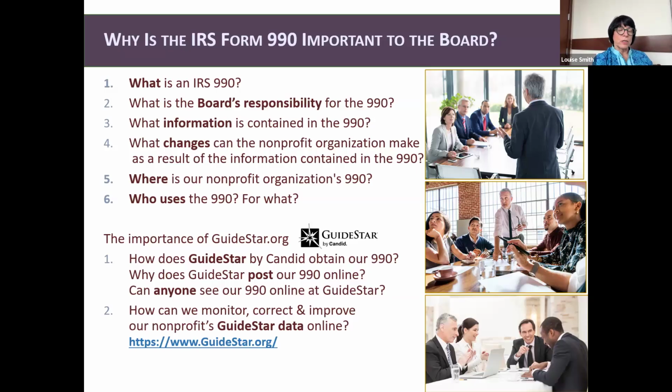The kind of information in there is so thorough. There's financial information, programmatic information, governance, management. There's a lot. The main form is about 12 pages long, and there's a lot of information in there.